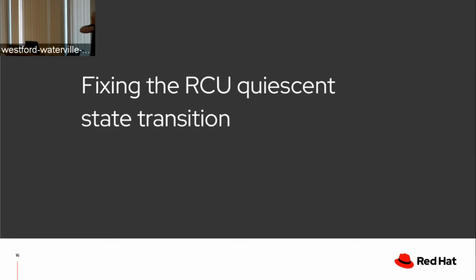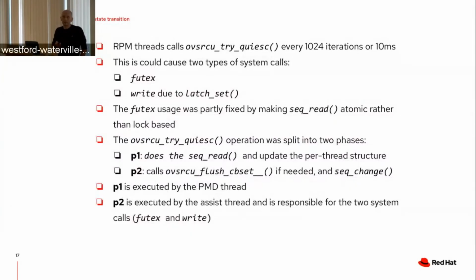Okay, so the first thing I tried to fix was the quiescent state. That basically is PMDs will call every 1024 iterations or every 10 milliseconds, whatever comes first. There are two major things that it does. It tries to lock a mutex. If it gets the mutex, you might get a mutex system call because you have some stuff that needs to be done on it. And then it will try to do a write system call because you're changing some sequence numbers through the latch interface.